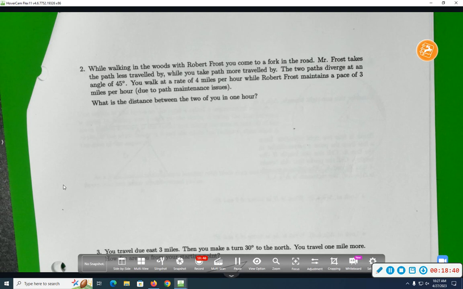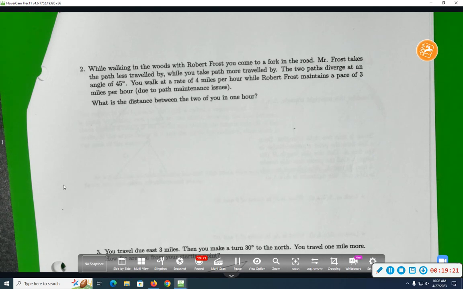Here's one. While walking in the woods with Robert Frost, you come to a fork in the road. Robert Frost takes the path less traveled by, which makes all the difference. You, on the other hand, look at the path less traveled by and the path more traveled by and say, well, that path looks way more well made. There's a reason it's more traveled. So you take that way. These paths diverge at 45 degrees. Because you're walking on a better maintained path, you can maintain a significantly better clip. It's really more pleasant. You travel at a speed of 4 miles per hour while Robert Frost travels at 3 miles per hour. If you walk for 1 hour, what is the distance between you?